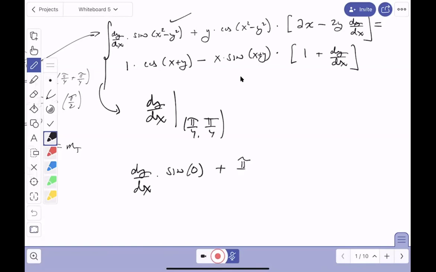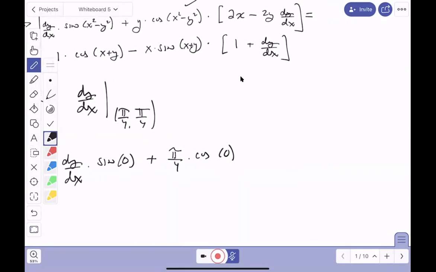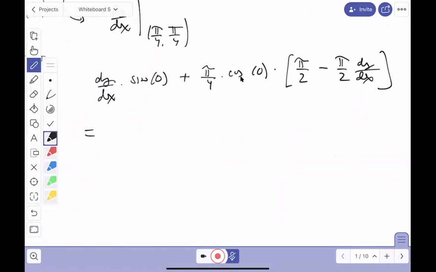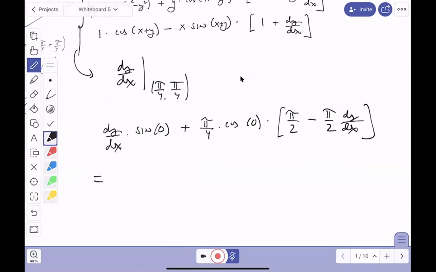Pi over 4. And what's that going to be? Well, that's going to be cosine of 0. I think I can handle it. Times 2 times pi over 4, which is pi over 2, minus 2 times pi over 4, which is pi over 2, dy dx. It's tough. I'm going to keep going through it, though. Equals, well, let's try to keep track of this.